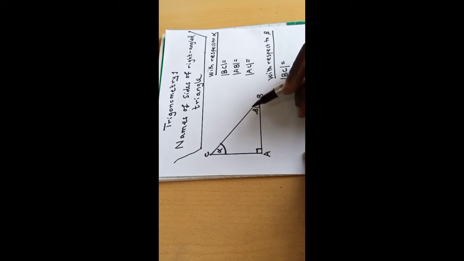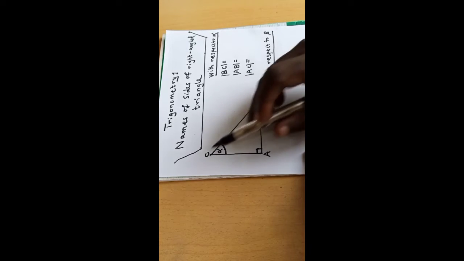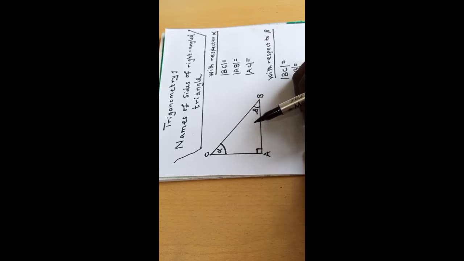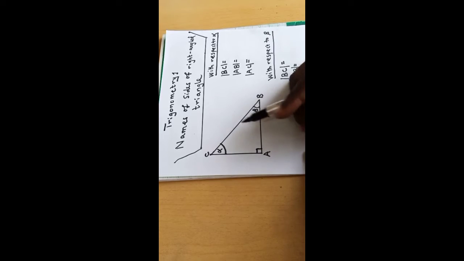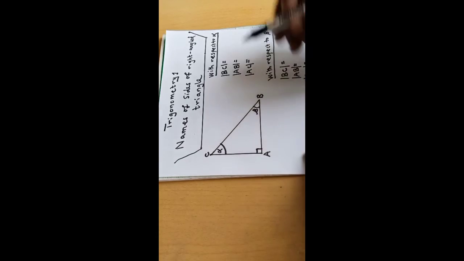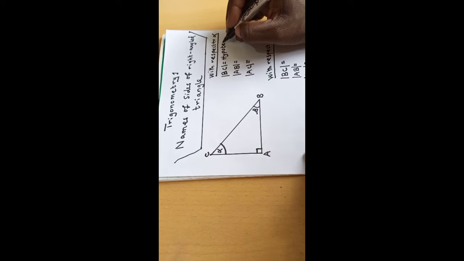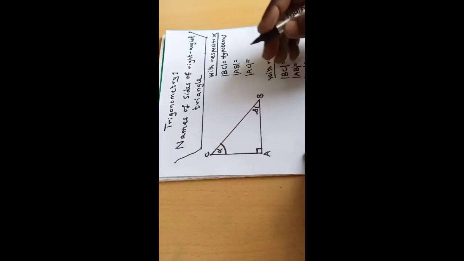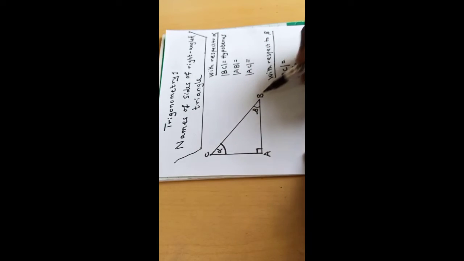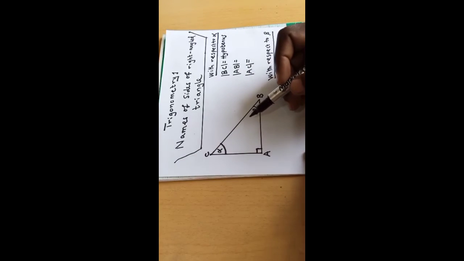Now they have the sides. Okay, so now let's look at the sides of a right angle triangle. We have BC, we have AB, and we have AC. Now for BC, we call BC the hypotenuse. The longest side of a right angle triangle is called the hypotenuse. So BC, there's no argument about BC. BC is the longest side, and so we call it the hypotenuse.